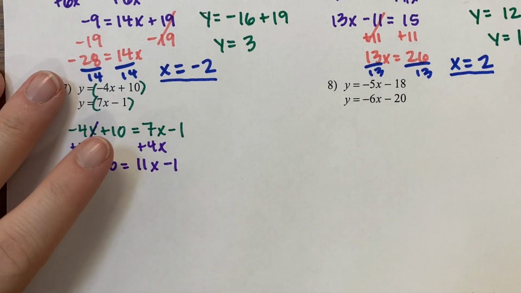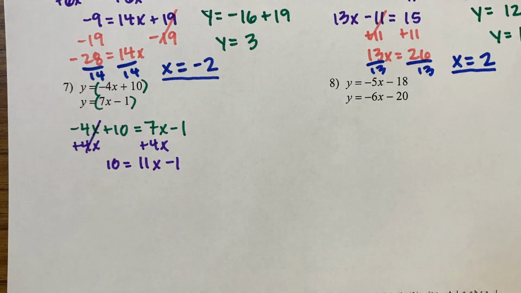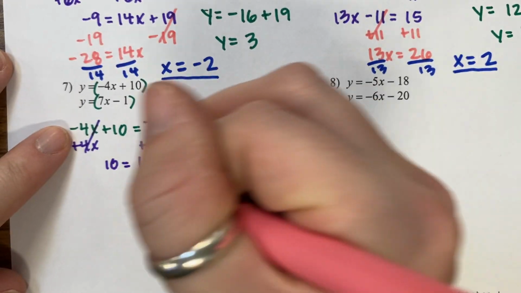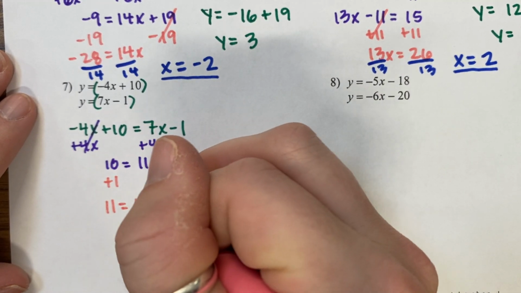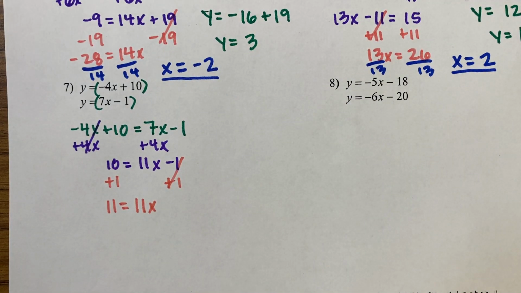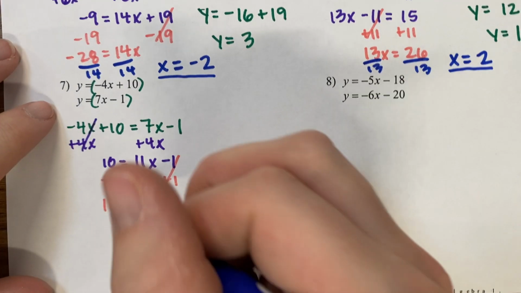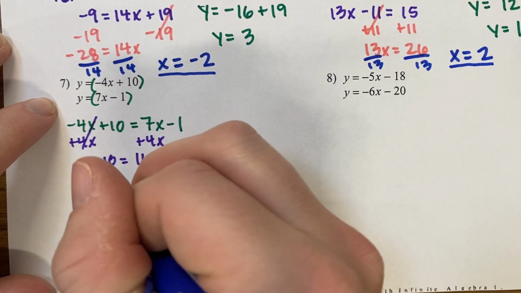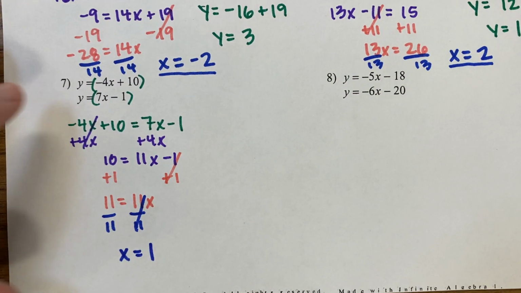Okay, now we can start solving for x. First thing I got to get rid of is that negative 1. So we do the opposite. We add 1 to both sides. I get 11 equals 11 times x. Okay, last step, opposite of times by 11 is divide by 11. So I get x is equal to positive 1.